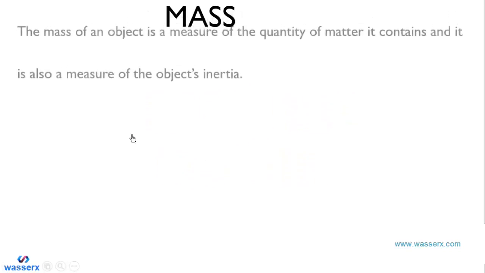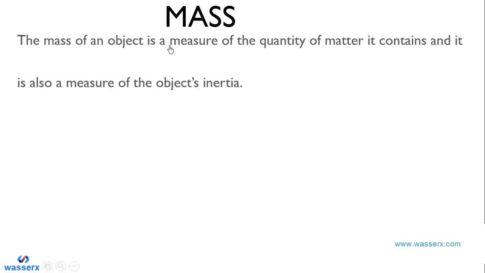Mass. The mass of an object is a measure of the quantity of matter it contains, and it is also a measure of the object's inertia. Inertia is the reluctance of a body to move or to resist motion. Then mass is measured in kilograms. So the symbol is kg.